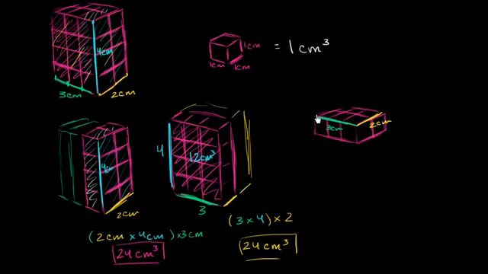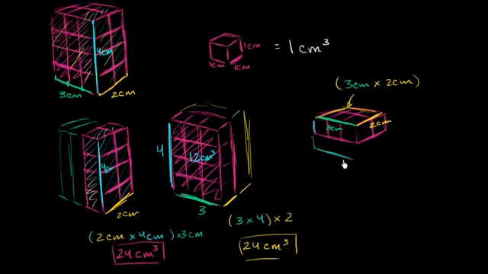So its area is going to be 3 centimeters times 2 centimeters, which is 6 square centimeters. And that also tells you that there's going to be 6 cubes in this 1 cube deep slice. But how many of these slices do you need? Well, this whole thing is 4 centimeters tall, and this thing is only 1 centimeter, so you're going to need 4 of them.